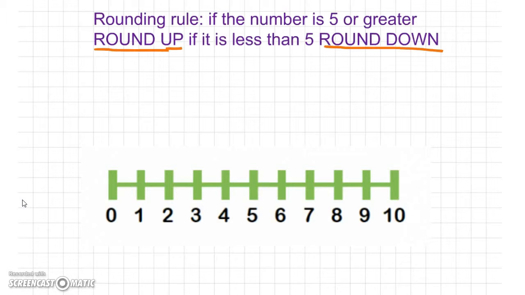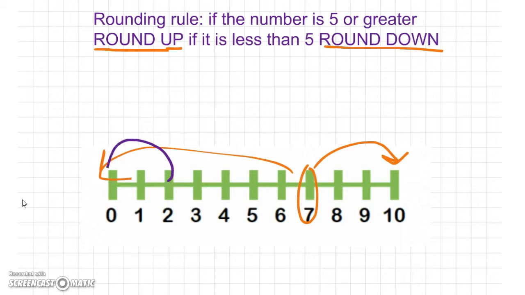The rounding rule is that if the number is 5 or greater, you round up. If the number is less than 5, you round down. And the reason for this is because if you look at a number line, you want to get to the closest side. So if the number is 7, 7 is much closer to 10 than it is to 0. So you would round up to 10. 2 is much closer to 0 than it is to 10. So you would round down to 0. So that's just a quick review of rounding.